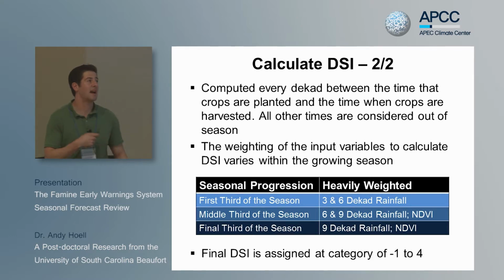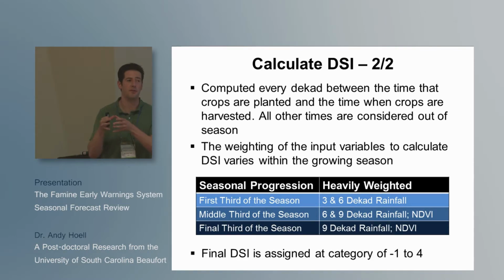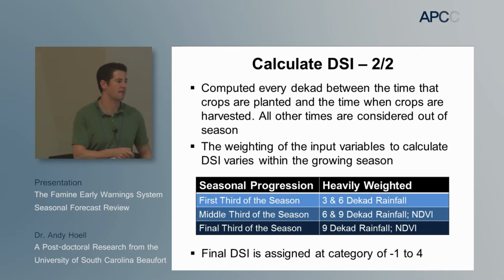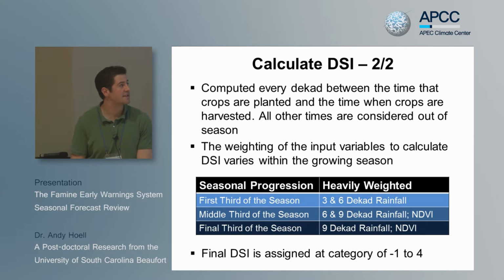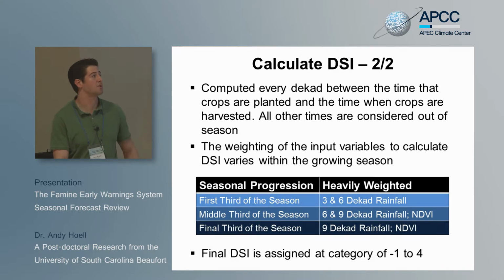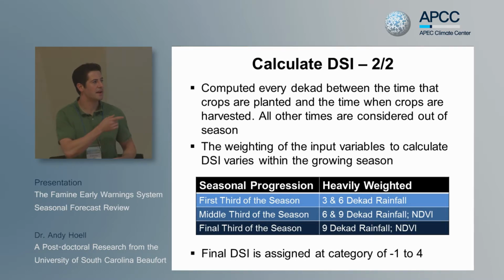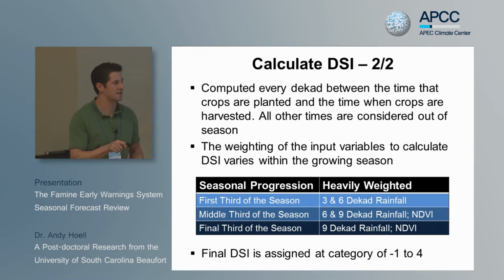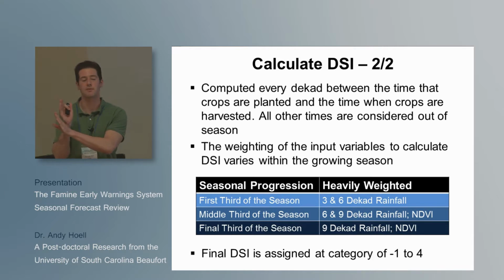And then what we do is we calculate the DSI, the decision support interface, based upon those variables using this recipe. So what we do is we compute the DSI every decade between the time that crops are planted and the time when crops are harvested. And all other times are considered out of season. And the weighting of the input variables to calculate the DSI, they vary within the growing season. So we break down the growing season into 3 parts.